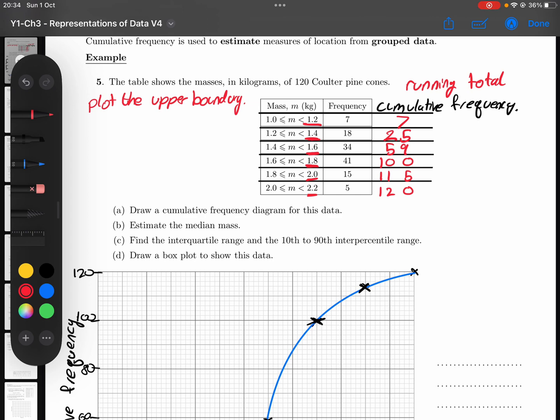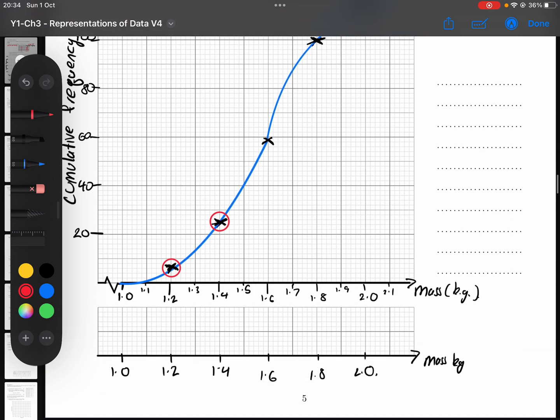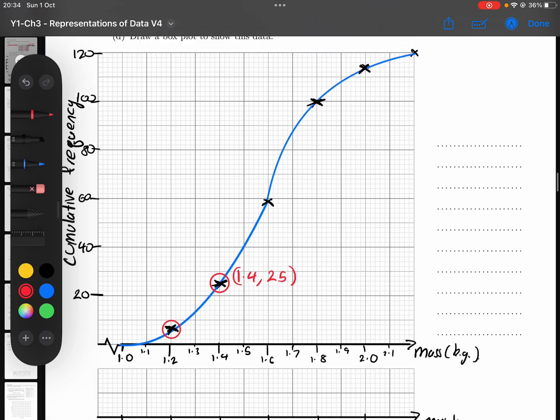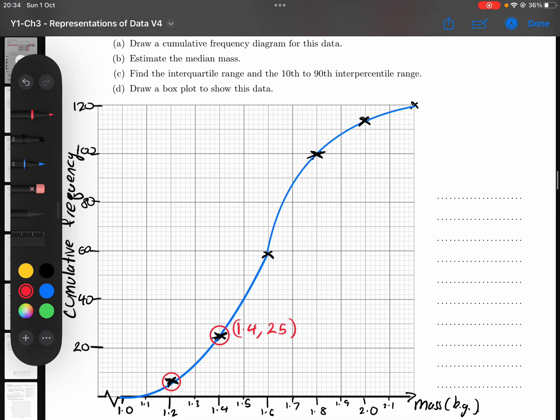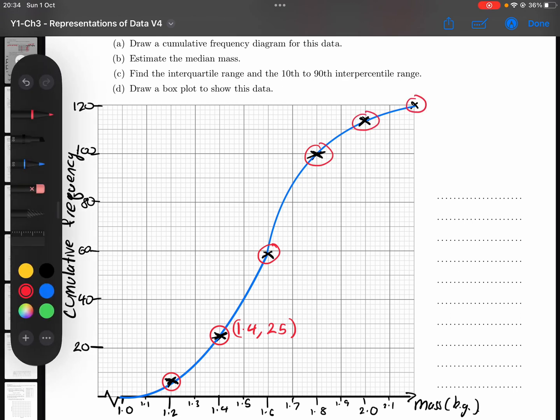Let's verify that with another one. This coordinate here is the upper boundary of 1.4 and 25. And in a similar way, I've plotted all of these other points as well. Again, a skill that perhaps you might have seen at GCSE. Let's see why this is a valuable thing to do.